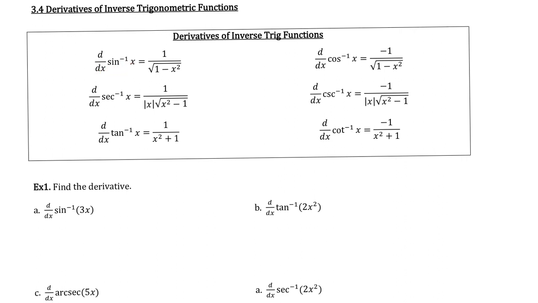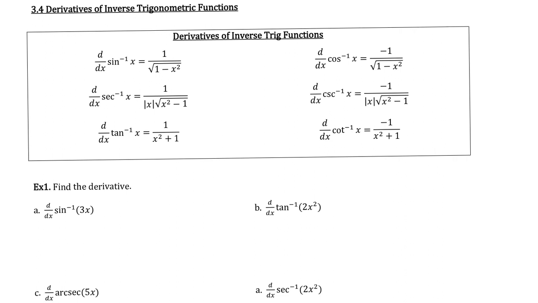They're interchangeable. So the derivative of the inverse sine of x is 1 over the square root of 1 minus x squared. If you do the derivative of inverse cosine, it is the exact same with a negative. The derivative of inverse secant x is 1 over the absolute value of x times the square root of x squared minus 1. The derivative of inverse cosecant is the same as inverse secant with a negative. The derivative of inverse tangent x is 1 over x squared plus 1, and the derivative of inverse cotangent is the same with a negative sign.